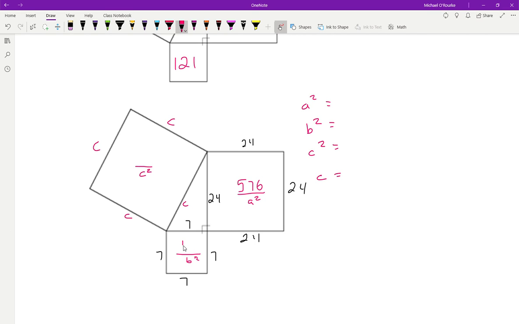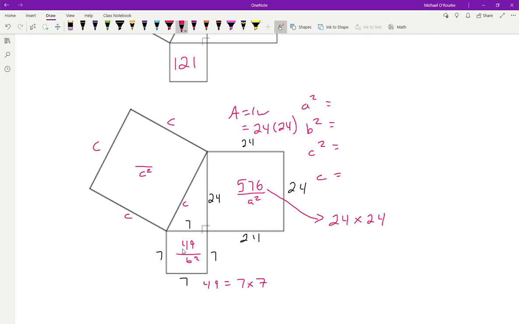This one here is 49. So the way we got this number is we did 24 times 24, because we're finding the area of that, right? Area equals length times width. The length of this is 24. The width of this is 24. Okay? Same with this one. 49 equals 7 times 7.